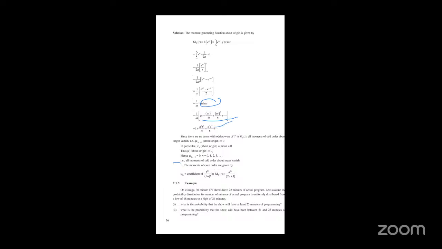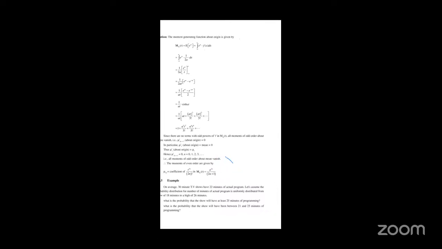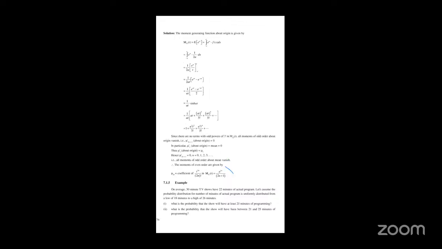So since there are no terms with the odd powers of t in the M_X of t, all moments of the odd order about origin vanish. That is mu 2n plus 1 dash about origin equals 0. In particular, mu 1 dash, the mean, equals 0, they are saying. So mu 1 dash equals mu.